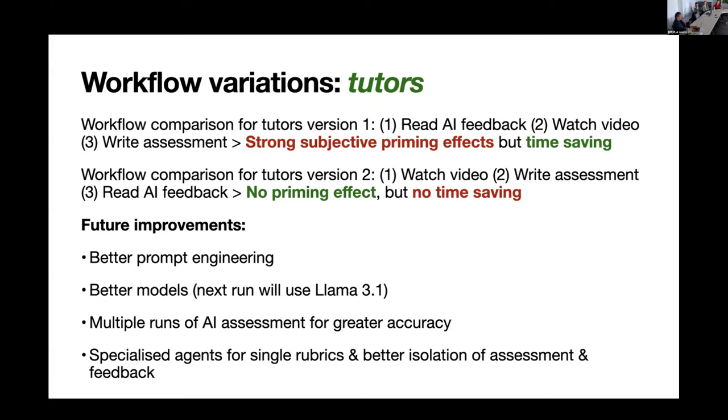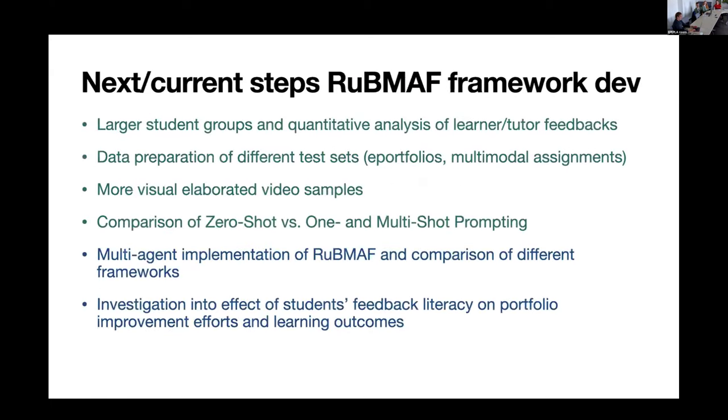So what will we do next? There's a lot of improvement in the prompt engineering, as always. We want to use better models. And we also want to do multiple runs of the AI assessments, because depending on the temperature of your model, it gives you other things. And sometimes, if you have a lot of students, it's a really bad answer. If you do it seven or eight times, something emerges, and it's better. And also we want to use more specialized agents for single rubrics.